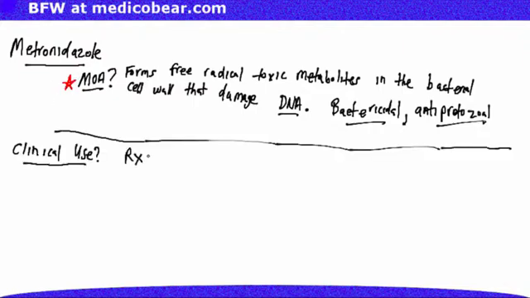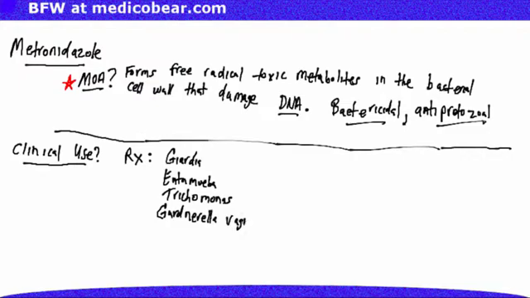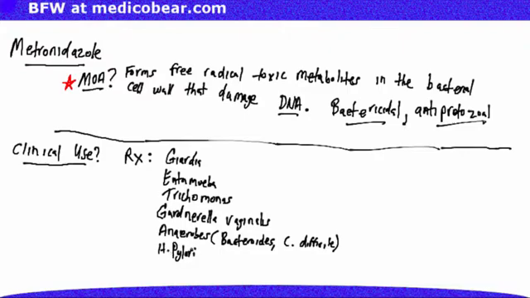It's used to treat Giardia, Entamoeba, Trichomonas, also Gardnerella vaginalis, and anaerobes like Bacteroides and C. difficile. It can also be included in the treatment for H. pylori infection, as part of the triple therapy with a proton pump inhibitor and also clarithromycin for the H. pylori infection.